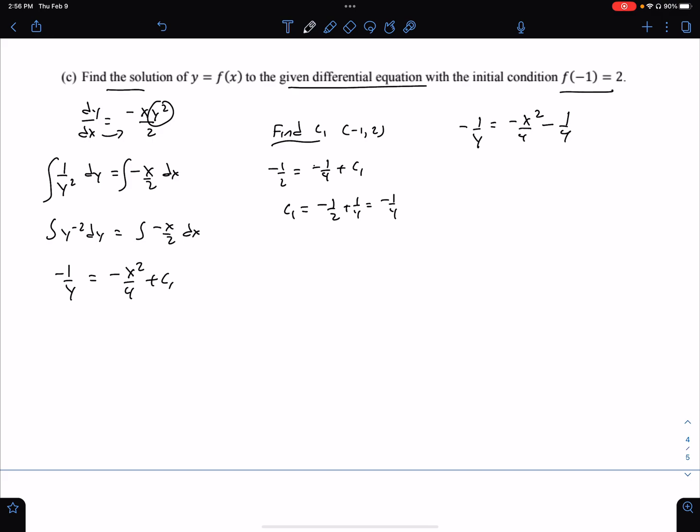I'm going to get rid of the negatives here, just multiply through. Since I already have a common denominator, I'm going to go ahead and rewrite this. This just becomes x squared plus 1 over 4, and I can just flip both sides. You have to have a common denominator in order to do this, though. And that's going to become y equals 4 over x squared plus 1.